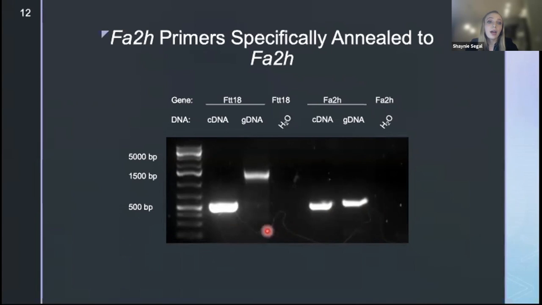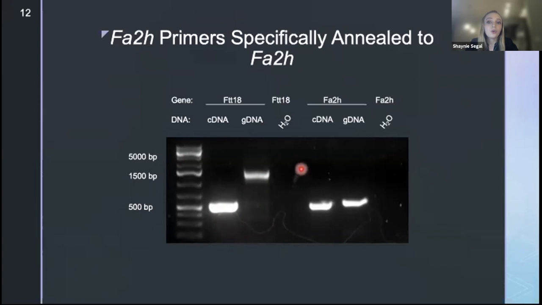And then to ensure that my data was reliable, I ran a positive control with FTT18, which had the expected sizes of 1500 base pairs for the gDNA and 550 base pairs for the cDNA. And since I had primers that we knew annealed specifically to FTT18, this was really good for ensuring that my reagents and overall PCR setup were valid.